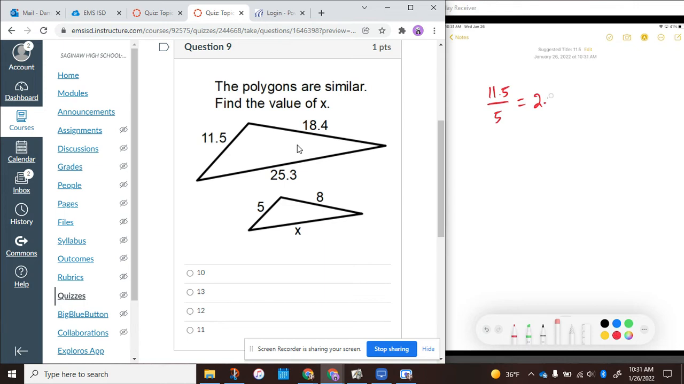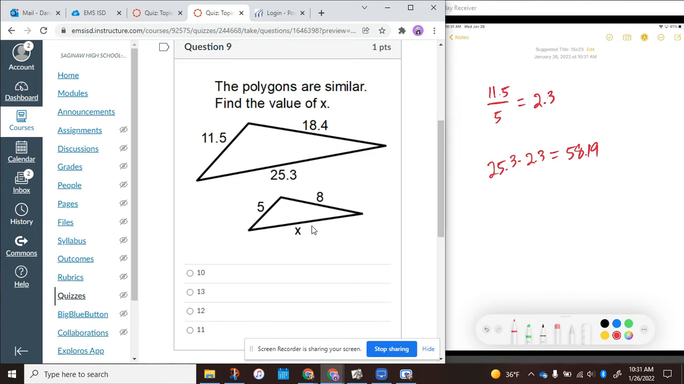Now, it is very tempting right here to just say, well, 25.3 and x are the ones that go together. So you're going to say 25.3 times the scale factor equals x. Well, here's the problem. If you did 25.3 times our scale factor, you end up with a number that is much larger than that. You end up with 58.19. Okay? Now, how would that make any sense that if this larger triangle has a length of 25.3, it would make any sense that this smaller triangle has a length of 58.19?